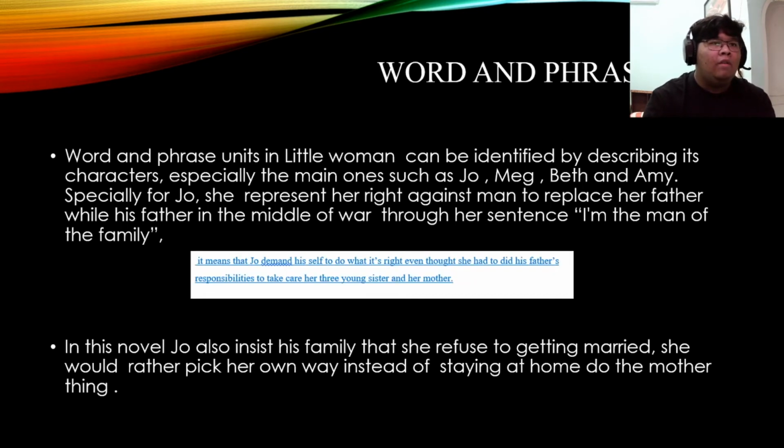The second part is the word and phrase unit. Word and phrase units in Little Women can be identified by describing its characters, especially the main ones, such as Jo, Meg, Beth, and Amy. Especially for Jo, she represents her right against men to replace her father, while her father is in the middle of war, through her sentence, "I'm the man of the family." Also in this novel, Jo insists to her family that she refuses to get married. She would rather pick her own way instead of staying at home doing the mother thing, as we can depict in this part.